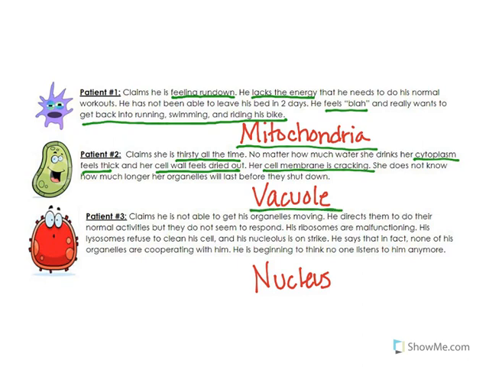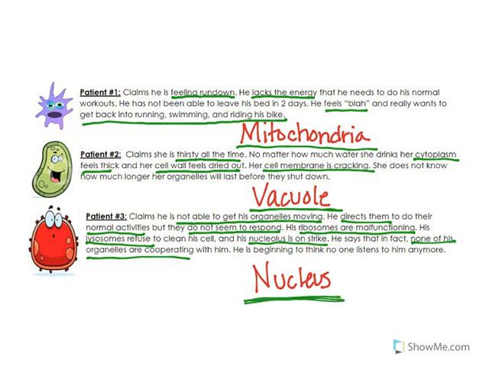Patient 3 is not able to get his organelles moving. He directs them for their normal activities, but no one seems to respond. Ribosomes malfunctioning, lysosomes refuse, nucleosomes strike. None of his organelles are cooperating. The nucleus is the control center. If the control center is not working, nothing's working.